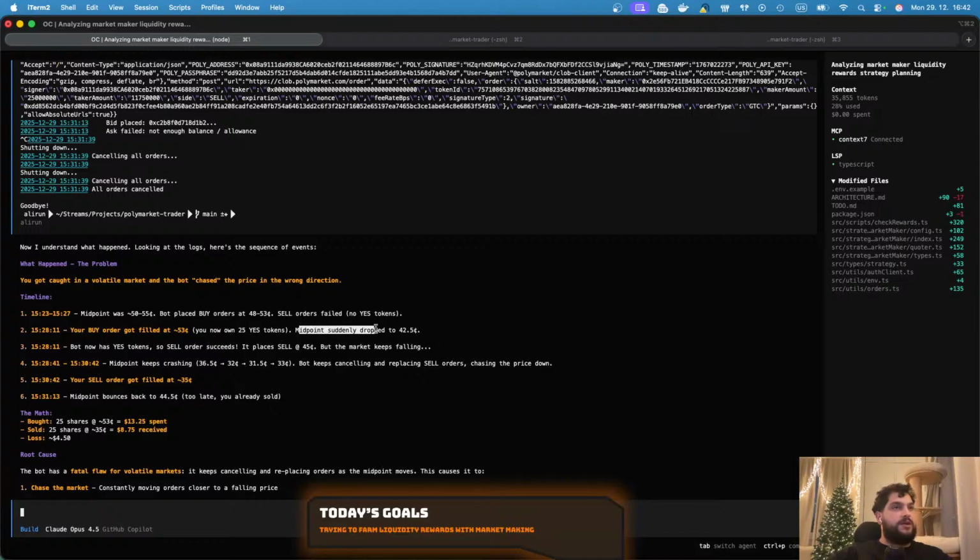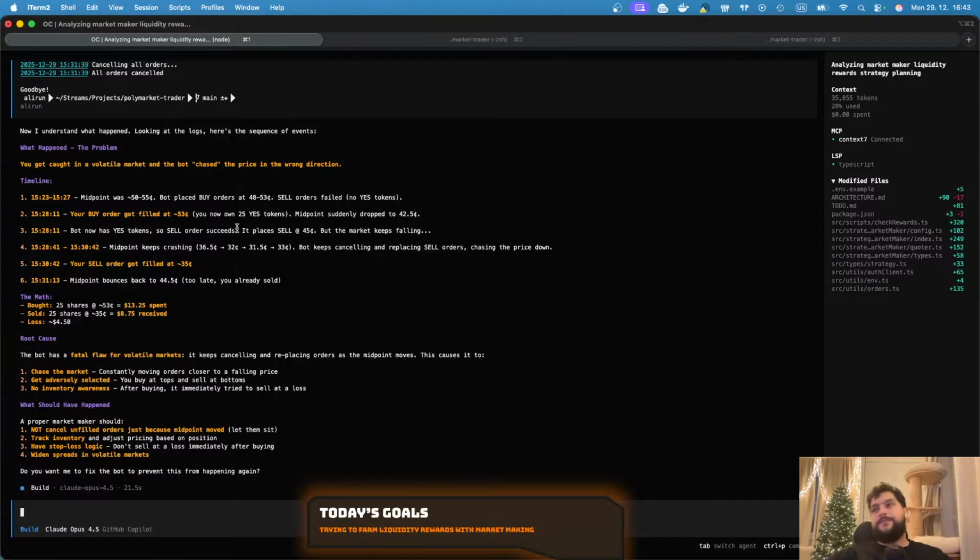The midpoint suddenly dropped to 42.5. The bot now has yes tokens, so it cancels the sell orders and places a sell at 45, but the market keeps falling. The midpoint keeps crashing. The bot keeps canceling and replacing sell orders, chasing the price down. Your sell order got filled at 35 cents. The midpoint bounces back to 45. Too late, you already sold. Cool. This is a guide on how to lose your money. Please use it as you.